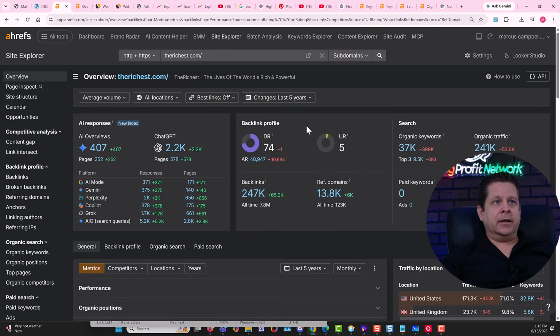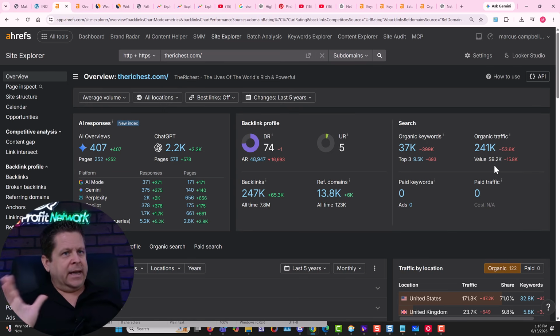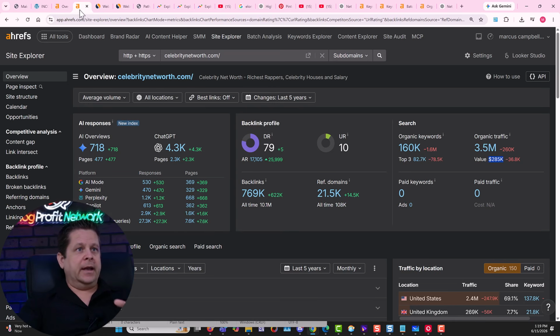When we go through and look at different things like this site here, which talks about the richest. Now, again, remember, this here is saying the traffic value is $9,200 a month. They could be making nothing. They could be making more. That's my guess based on doing this a long time. I'm guessing they're probably making more. But again, take these numbers with a grain of salt. Most people make nothing. This is what the data would cost. This is what the traffic would cost if they got it from Google. Now, another one over here, this is a bigger one for celebrity net worth. This one has a bigger amount.